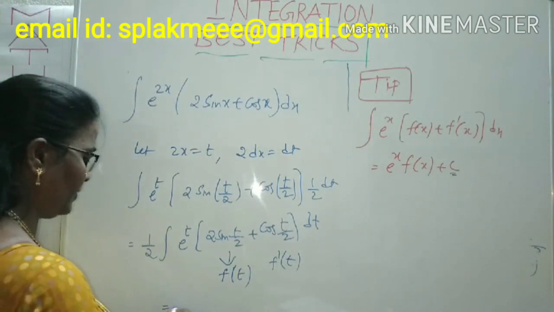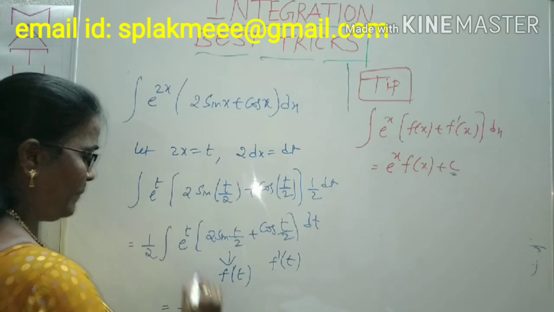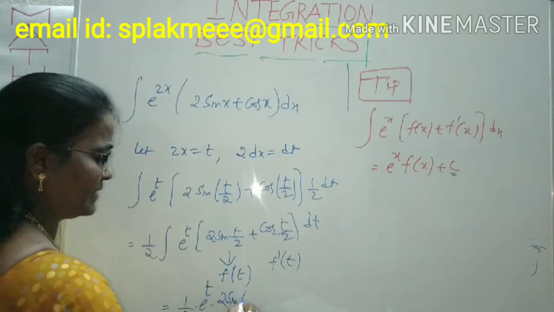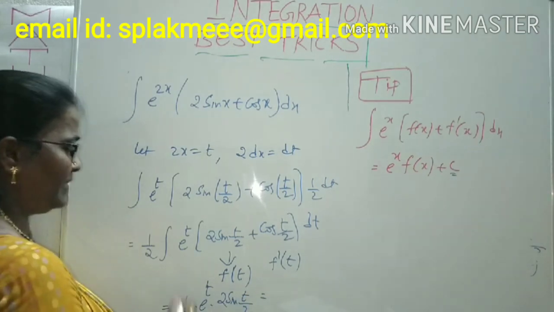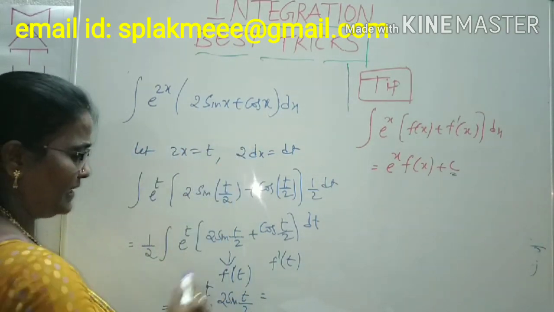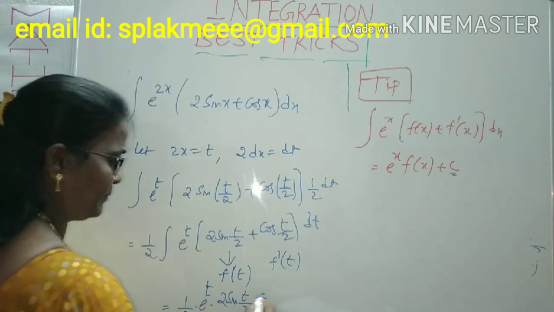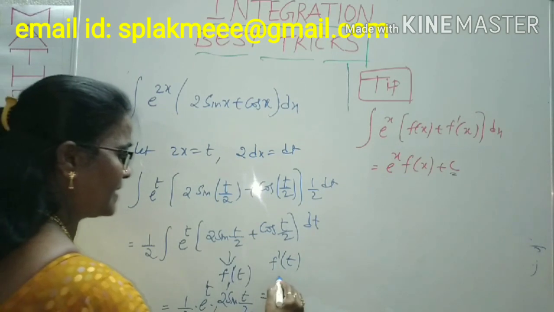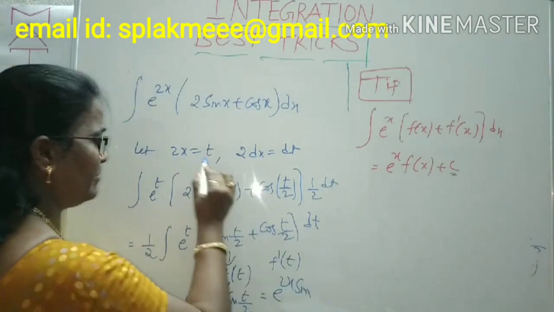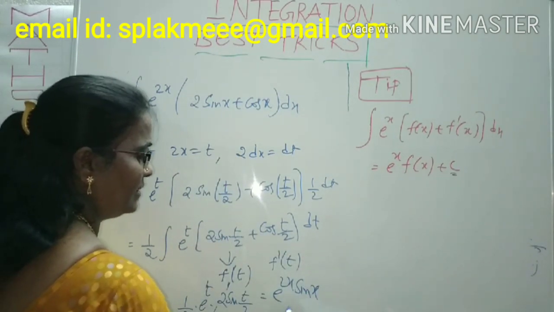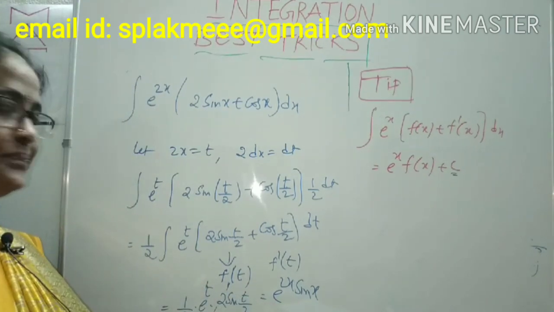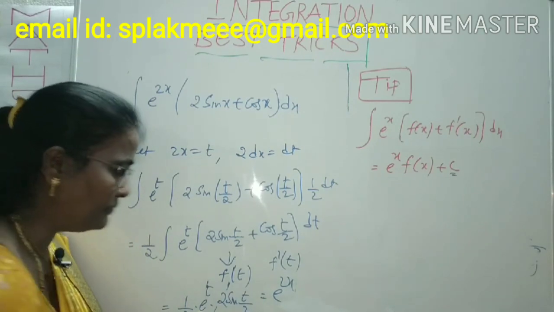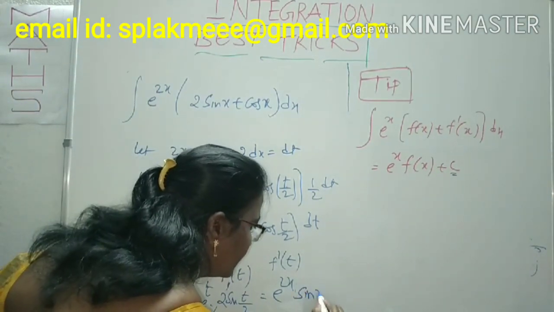Okay, now according to that formula, e power t of f t, e power t of 2 sine t by 2. We actually got this, but the function should be in terms of x. We can rewrite, again in place of t. 2 cancels here, right? e power t, what is t? 2x, of sine t by 2. t by 2 is x. This is the only form of the solution for the given question. e power 2x of sine x.